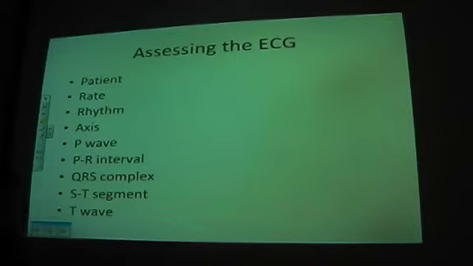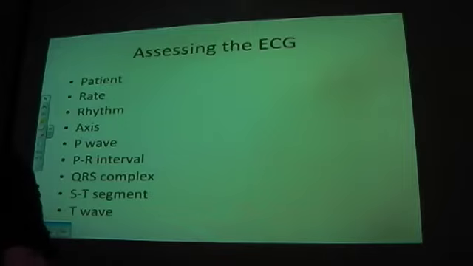When you're assessing the ECG, and as with all things, it's nice to have a sort of rhythmical approach. So assess the patient first and foremost, followed by the rate, rhythm and axis, and then you can actually look at the morphology of it and try to interpret all the waves and squiggles.